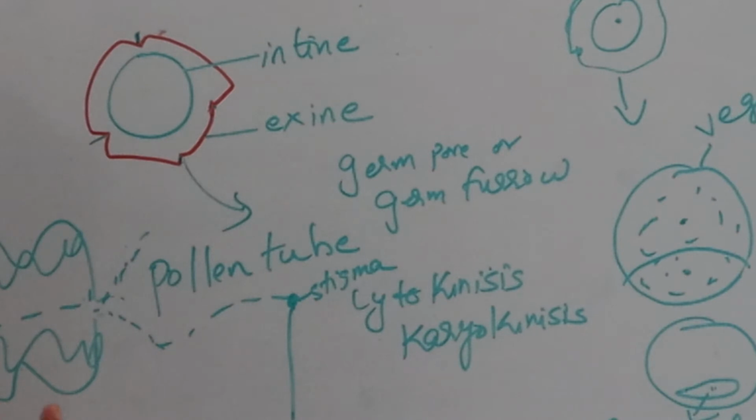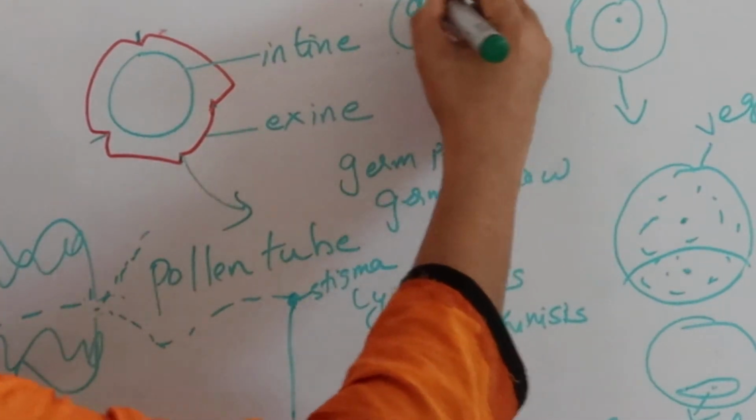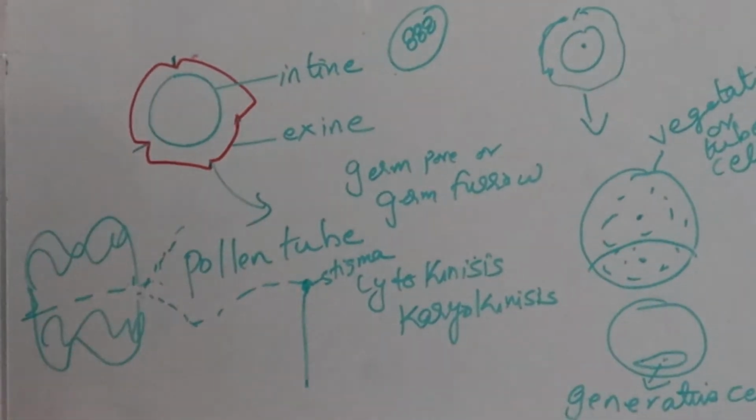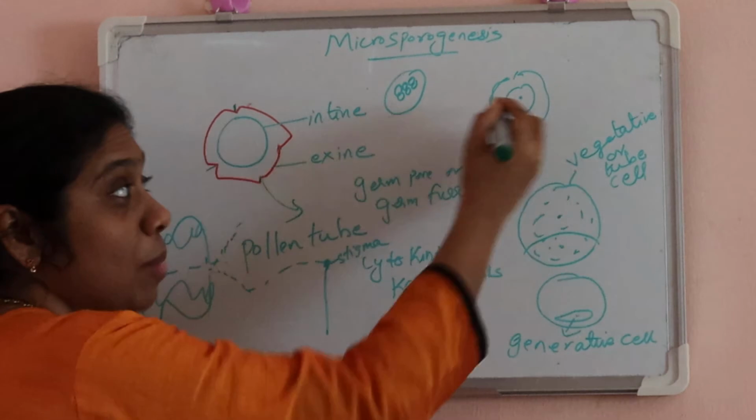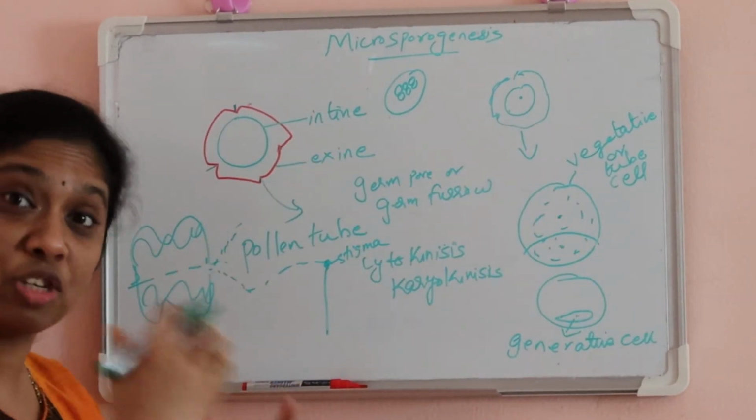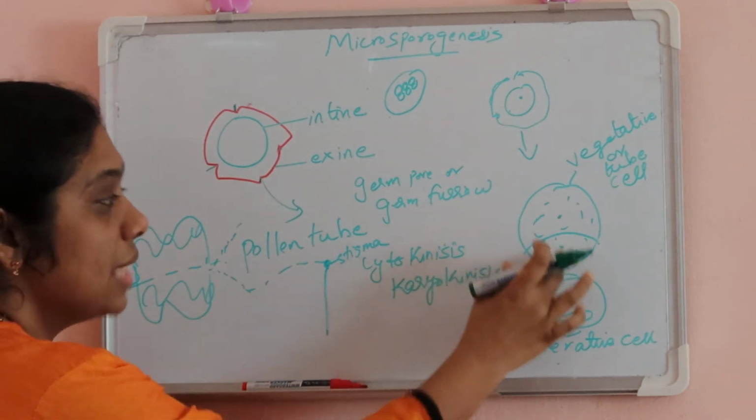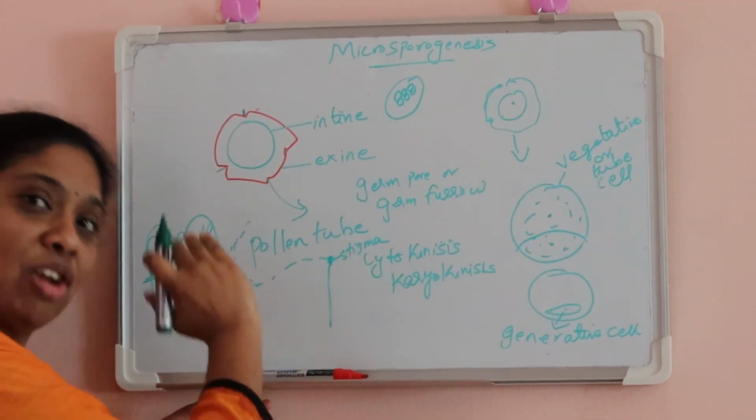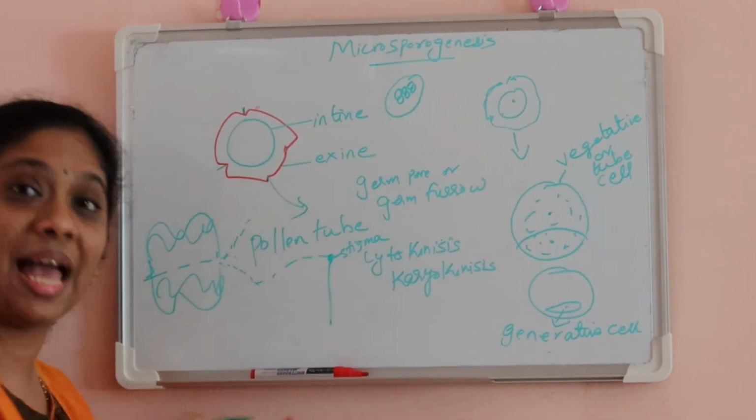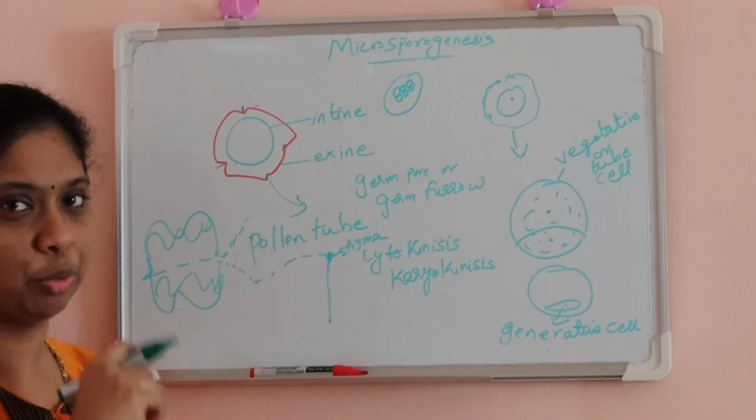So what happens is that the cells were first closely packed, then became loosely packed, then undergo meiosis and form the microspore tetrad. Each microspore undergoes mitotic division, then the vegetative cell and generative cell are formed. Then the pollen migrates outside, goes to the stigma, and the pollination will take place. This is about microsporogenesis.